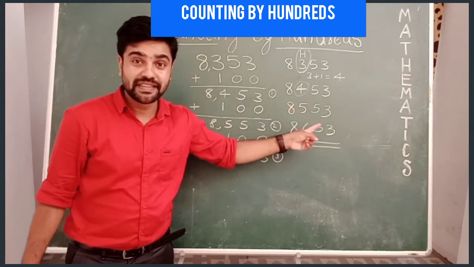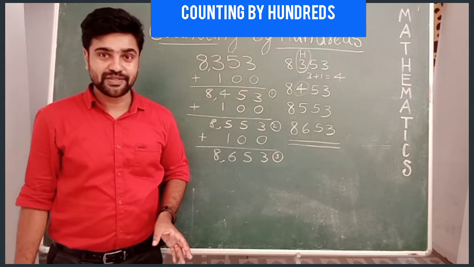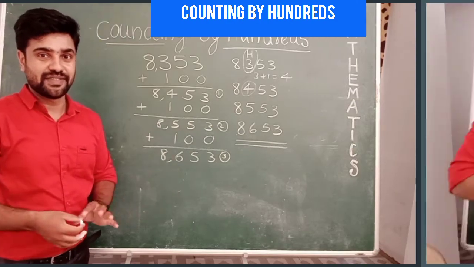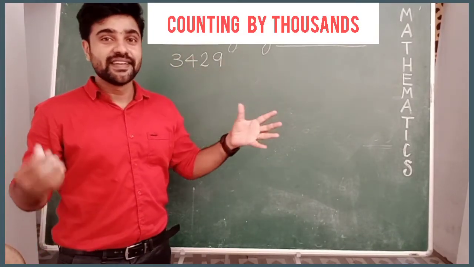This is a shortcut method to write numbers counting by hundreds. I hope you have understood both the methods. The next is counting by thousands.